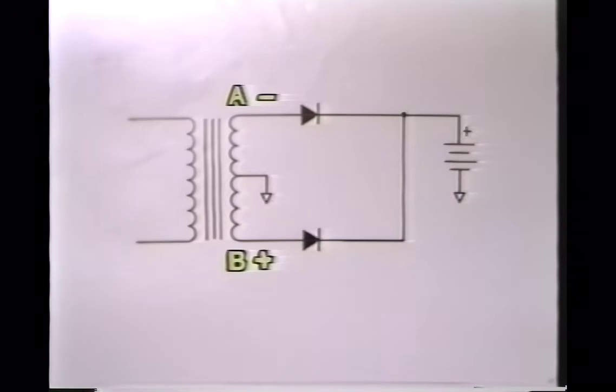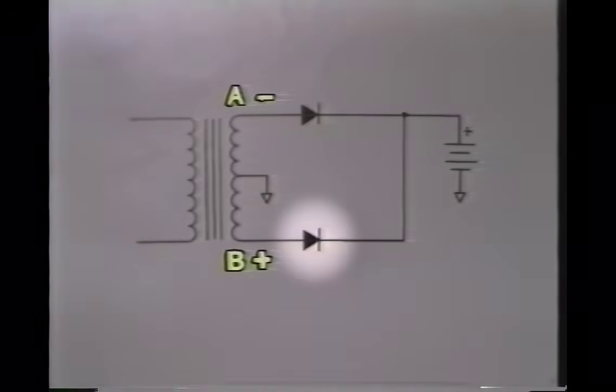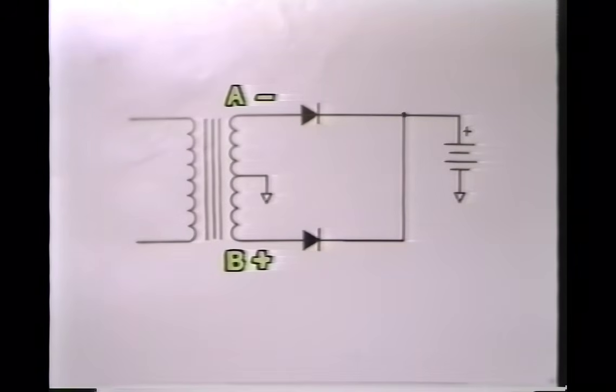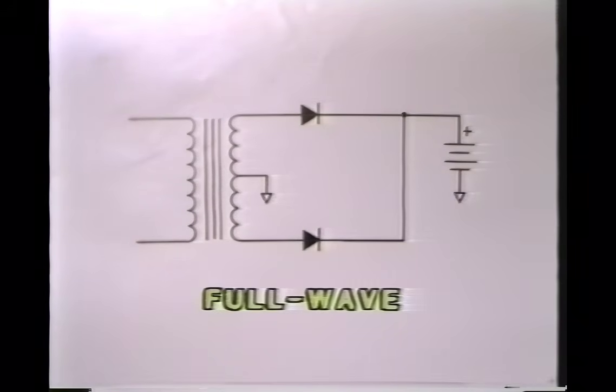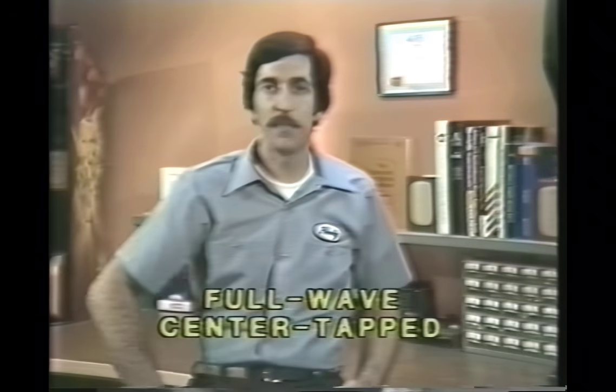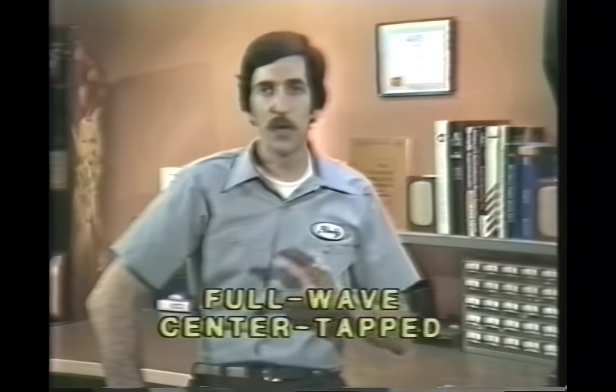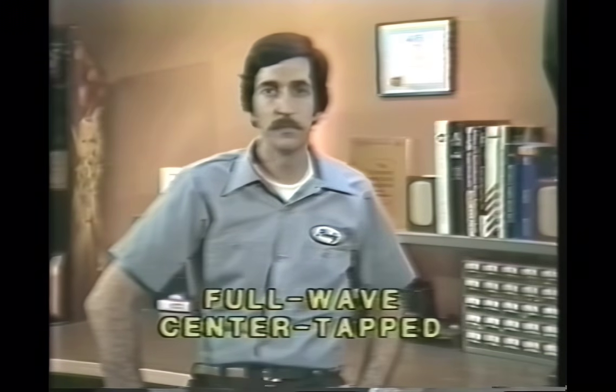Again, instead of simply cutting off the current because it's flowing the wrong way, this diode acts as a detour and brings the current flow back up into the battery. The return path, again, is through ground and back into the center tap. Well, this is a way that we can make a full-wave power supply using 2 diodes. This type of power supply is called a full-wave center tap power supply because it uses a center tap transformer and both halves of the AC waveform.